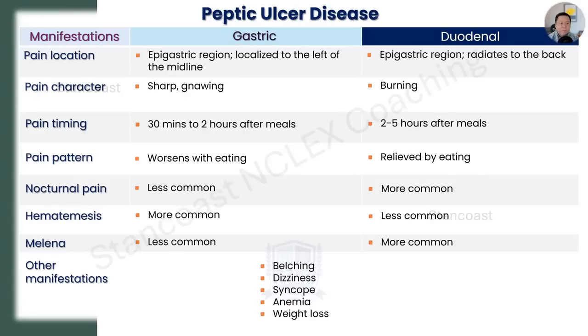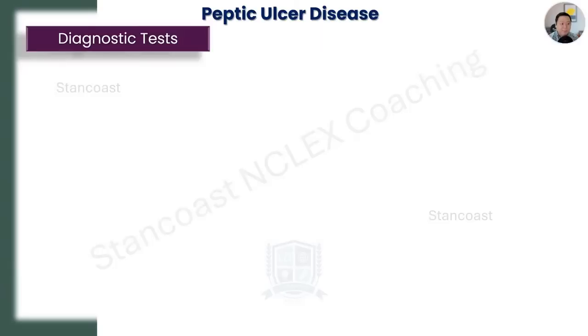Now, this time we'll be talking about the different diagnostic tests for peptic ulcer disease. And so on top of the list here is the upper endoscopy, which is basically going to give a much more accurate result to directly visualize the stomach and the duodenum, and also will precisely identify all ulcers and their characteristics.